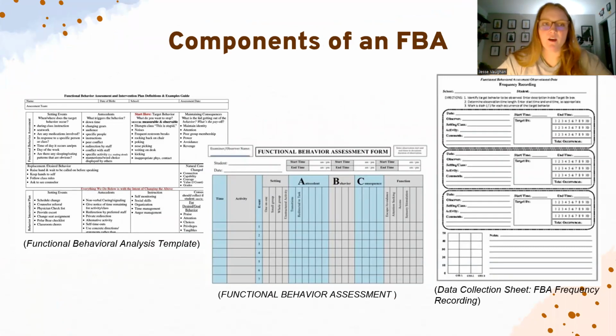Components of an FBA: you're taking into account multiple different things. This could look like interviews from parents and caregivers. In the middle here, there's an example of an ABC chart, or the antecedent behavior consequence, to really get a clear picture of each behavior that's happening, as well as here on the right, more of a frequency tally, and that helps you gain how often the behavior is happening.